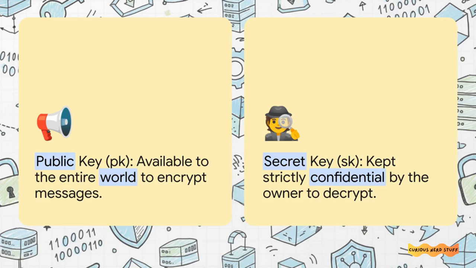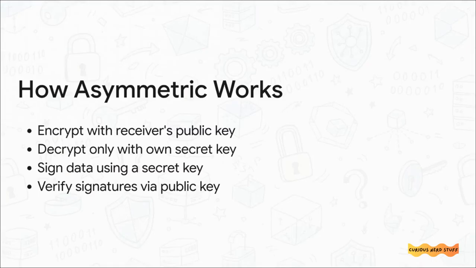But on the right side, you have the secret key. This one is strictly confidential. Only the owner possesses it, and it is literally the only mathematical tool in the entire universe that can decrypt the messages locked by its matching public key. This is a massive paradigm shift. It means Alice can just look up Bob's public key in a public directory, use it to lock her message, and know with absolute certainty that only Bob's private secret key can read it. He didn't need to send her a secret key beforehand at all.